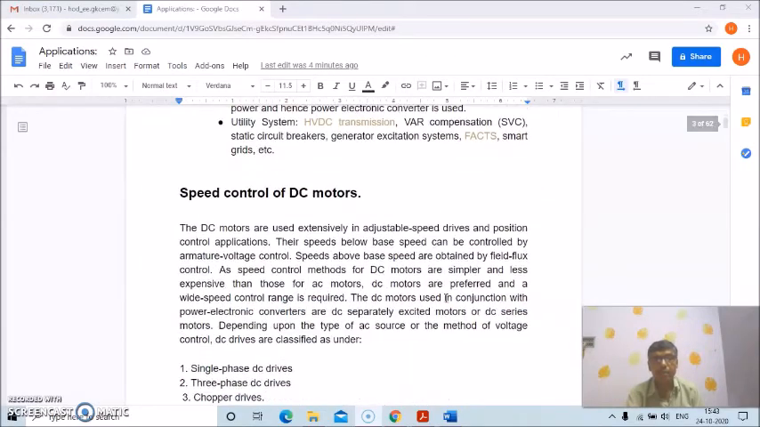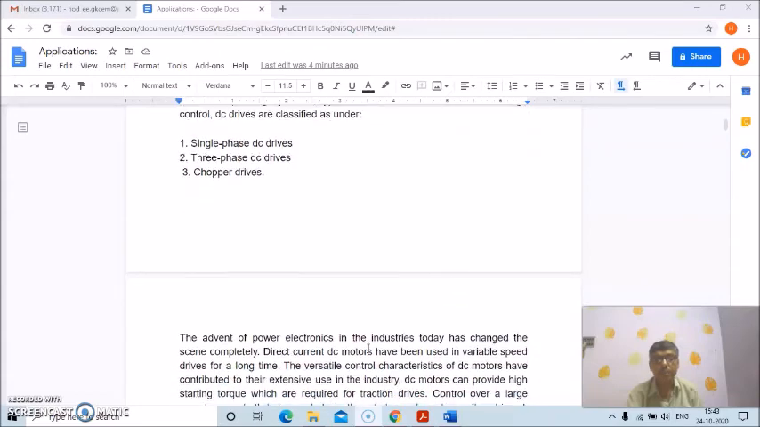Then we went to the speed control of DC motors, where we discussed single phase DC drives, three phase DC drives, chopper drives, etc.